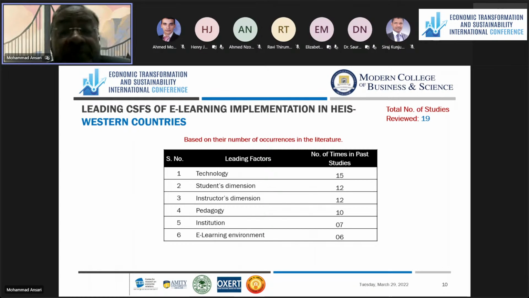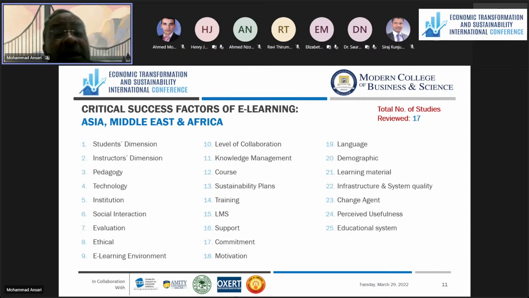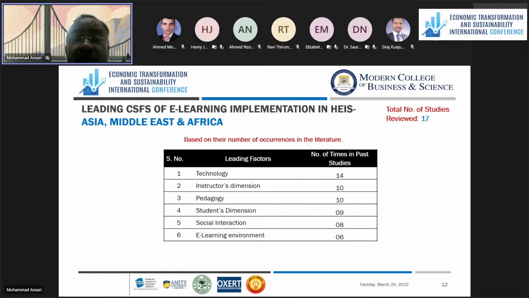Accordingly, the critical success factors of Western countries were summarized into these 6 main ones: technology, student dimension, instructor dimension, pedagogy, institution, and e-learning. These are the summarization. Accordingly, we find for Asia, Middle East, and Africa, 25 critical success factors were worked out, and out of these 25, these 6 are very important based on their number of occurrences in the literature.